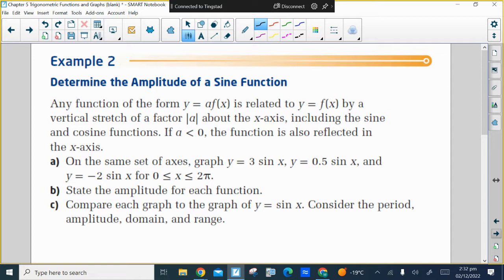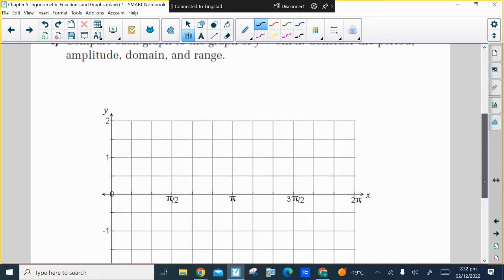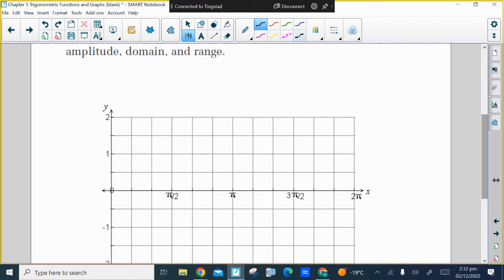So part A says on the same set of axes, graph 3 sine x, 0.5 sine x, and -2 sine x between 0 and 2 pi. So we'll start with the base graph. The base graph is y equals sine x. That starts at 0, 0. Your critical points are every pi on 2 radians. So the next one is a max, a middle, a minimum, back to the middle. So there's our base graph, y equals sine x.